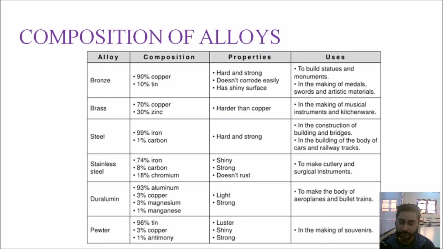Then we have the last, pewter. It is 96% tin, 3% copper, 1% antimony. The most important property is luster. It has good luster, it is shiny, it is strong, and it's used for making souvenirs. So I hope all these things are clear. These are very common alloys and very common terminologies that we have in this chapter.